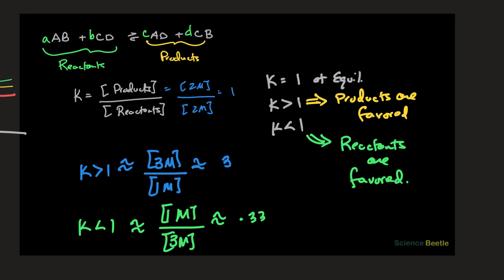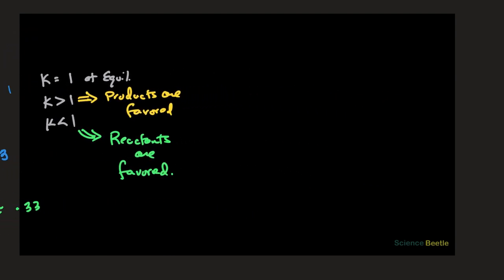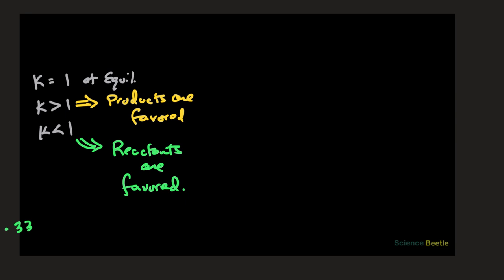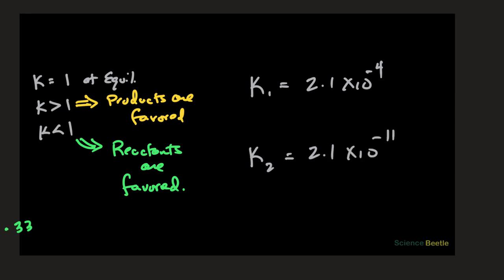Now to tie this all together in one nice little package, let's move this over a little bit and focus on these values for K. When you have K values, the most common thing that you're going to be given is maybe they give you a reaction, but then they give you a value. Let's say here that K1 is going to be 2.1 times 10 to the negative 4. And let's say they give you another one for a different compound. Let's say K2 is going to be 2.1 times 10 to the negative 11.